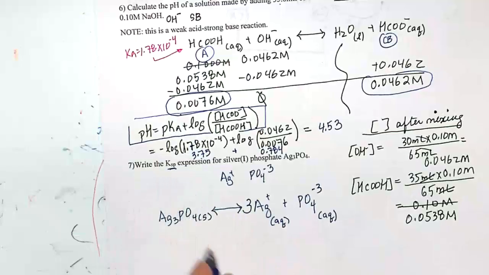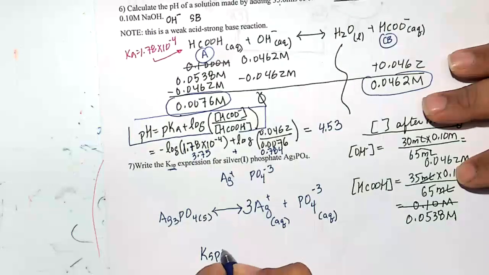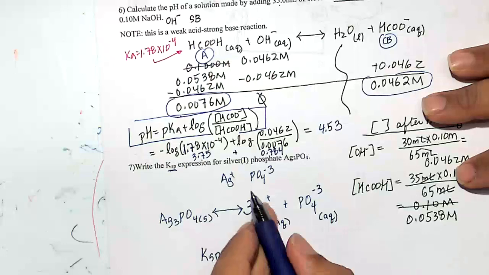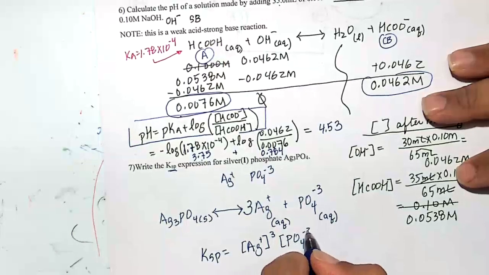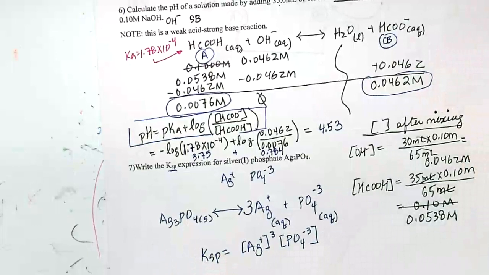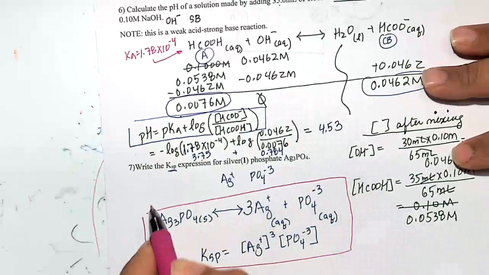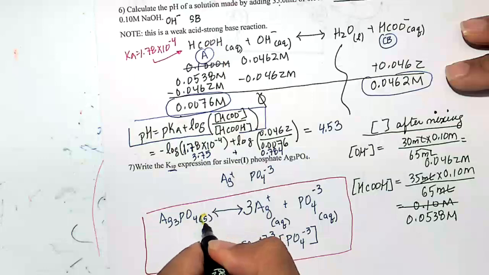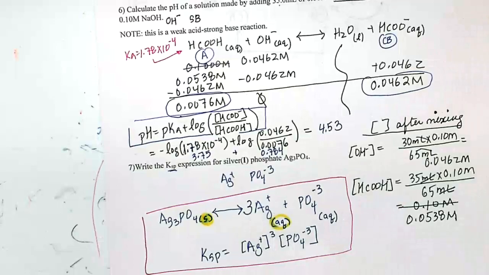So you can write the equation and then the expression. This is the answer actually. KSP is equal to Ag+. What should I do with that Ag+? Cubed, times PO4 3-. So on the exam you want to report these two and you've got to put the states in if you want full credit, because this is the right way to do it. So a solid going back into aqueous.